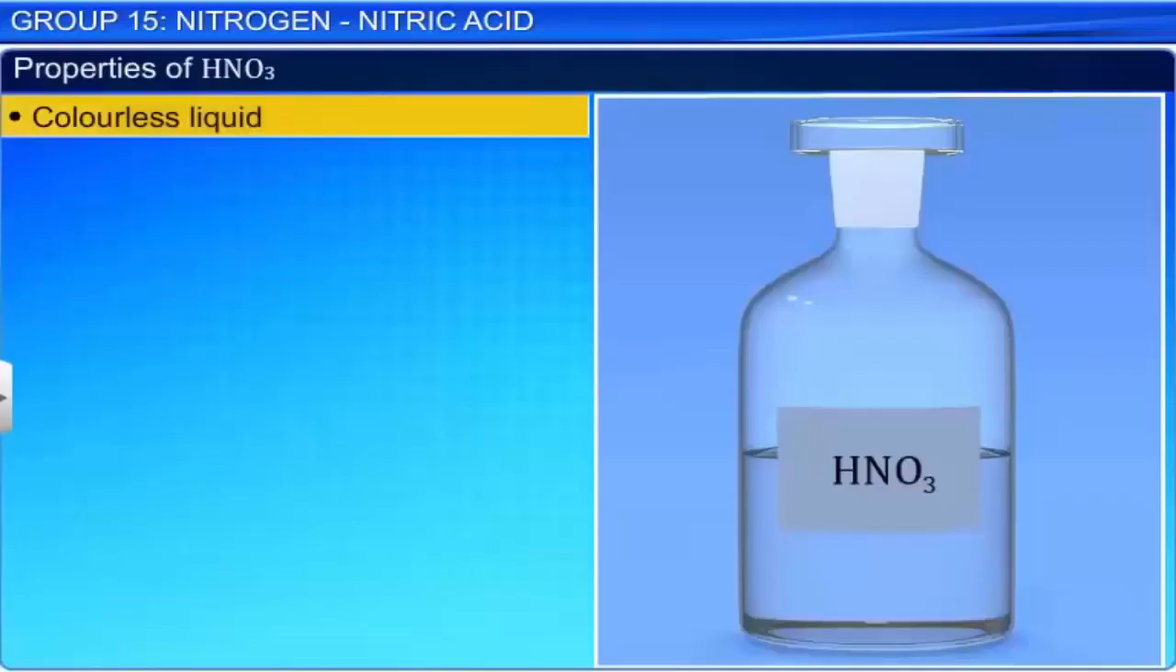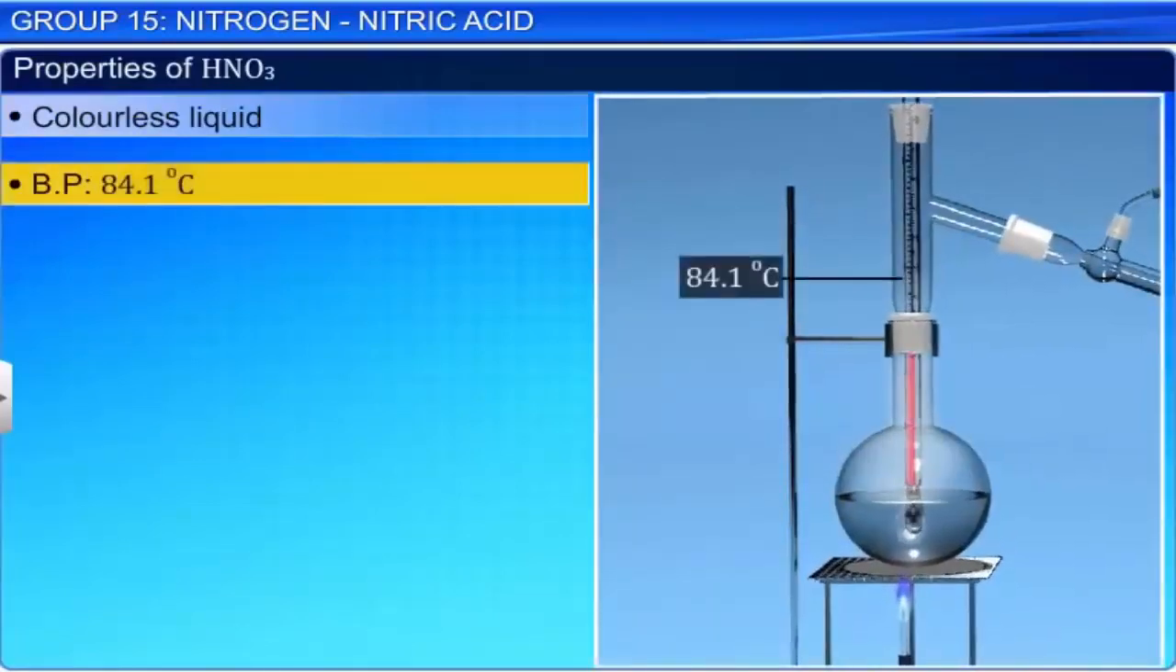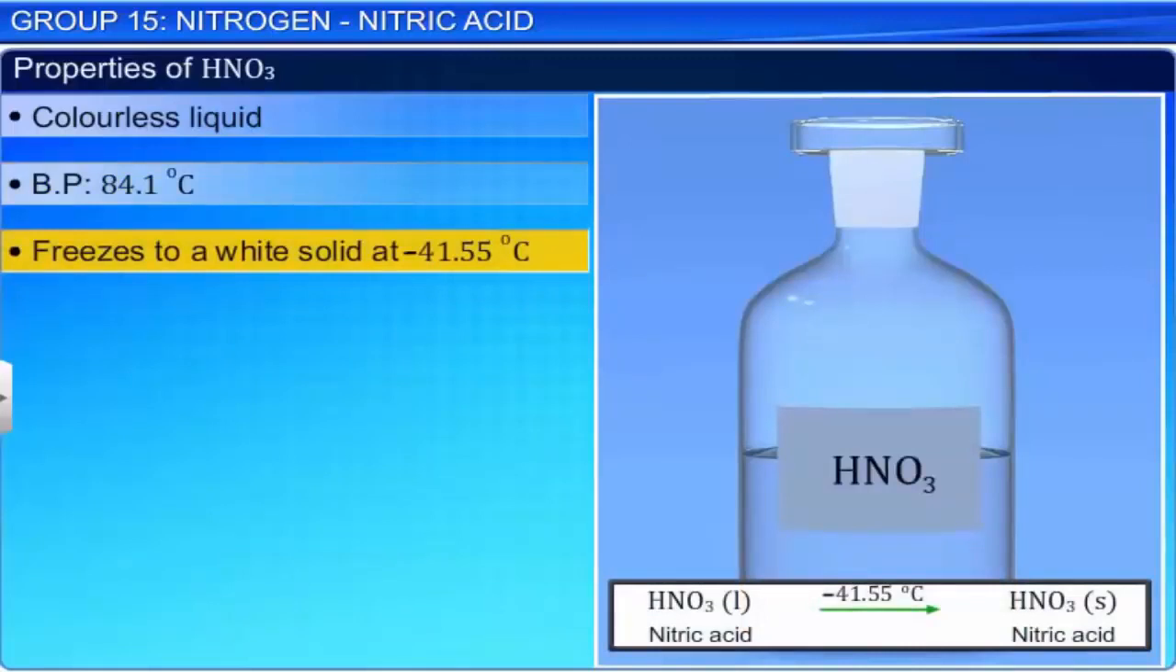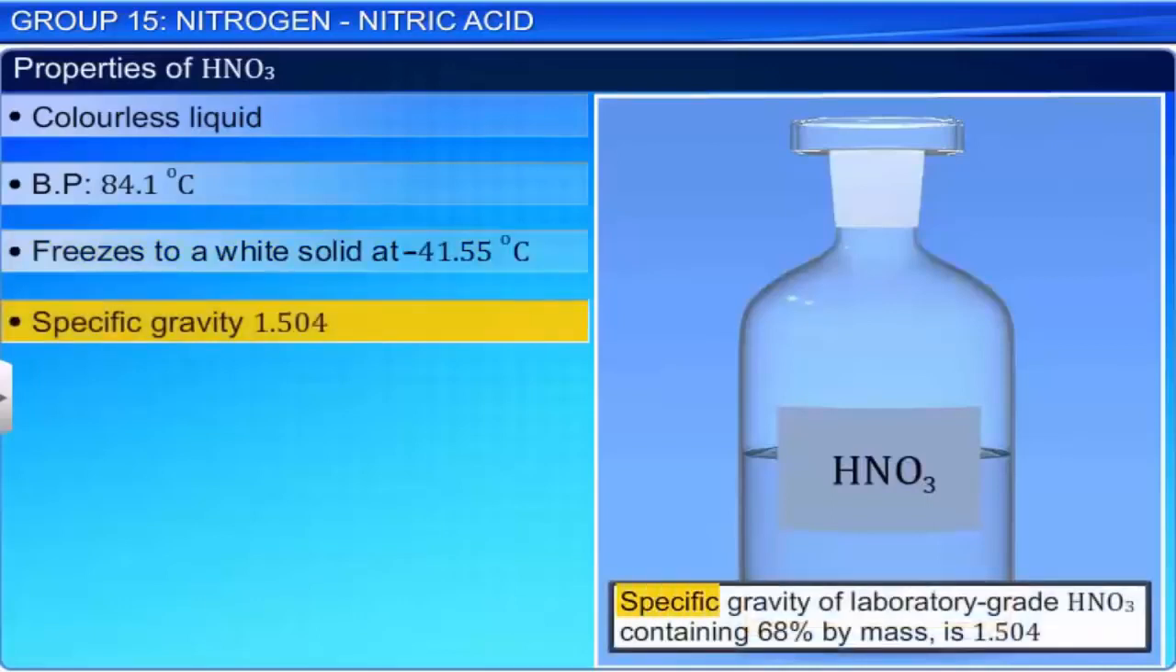It is a colorless liquid that boils at 84.1 degrees Celsius and freezes to a white solid at minus 41.55 degrees Celsius. Note that the specific gravity of laboratory-grade nitric acid, containing 68% by mass, is 1.504.